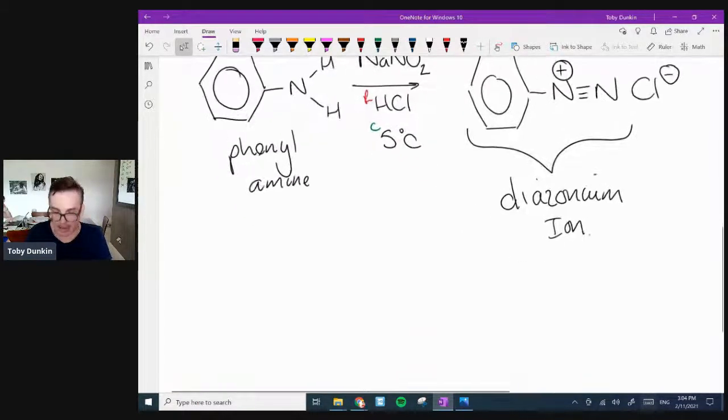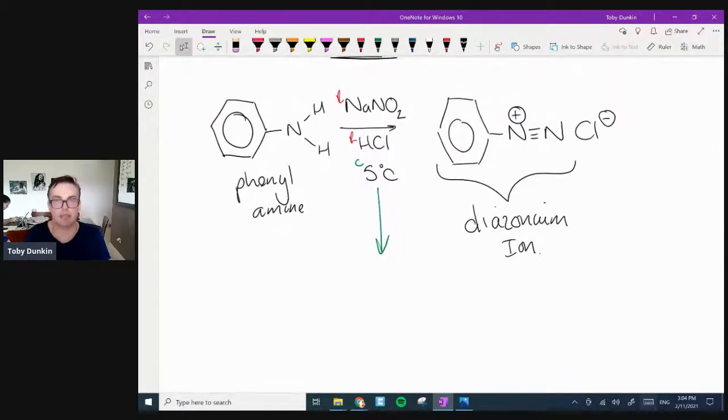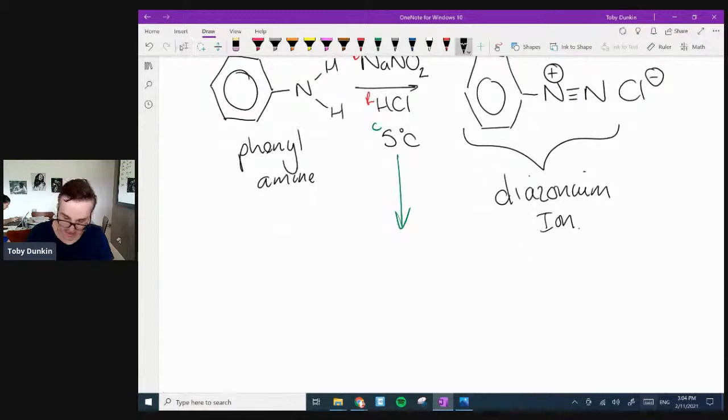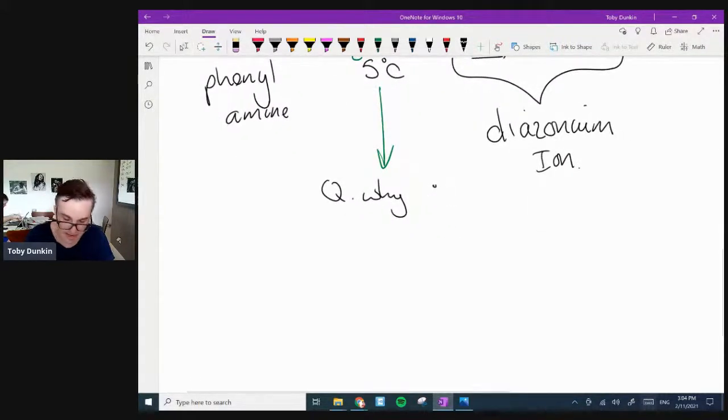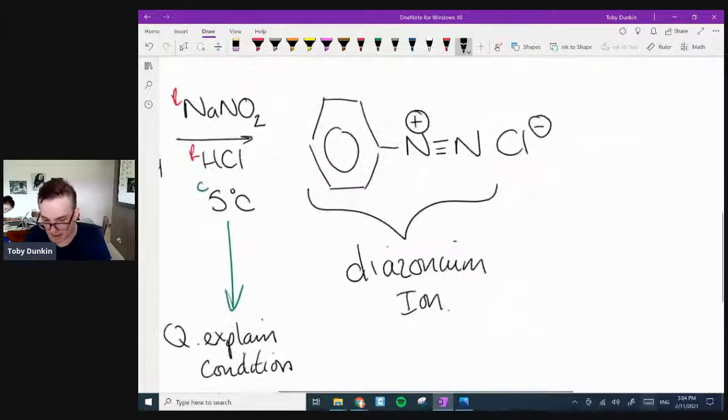Yeah, now the Y, which is here, Y is 5 degrees Celsius. So you can add this on. Exam question: Y, 5 degrees Celsius. They will just say, explain the condition. That's actually what they'll say. Explain the condition. The reason for this is the diazonium ion is not stable.